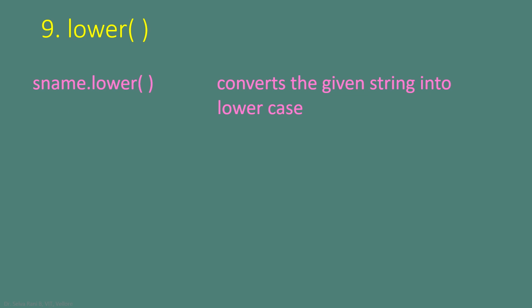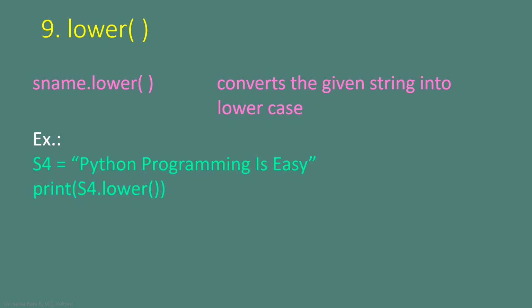Next method is lower. The lower method converts the given string into lowercase letters. It means all the characters in the given string will be converted into lowercase letters. The syntax is string name dot lower(). Let's see an example. S4 = 'Python Programming Is Easy', in which the first character of every word is in capital letters. So let's convert it into lower case by using the lower method. Now S4.lower() will display all the characters in lowercase letters.